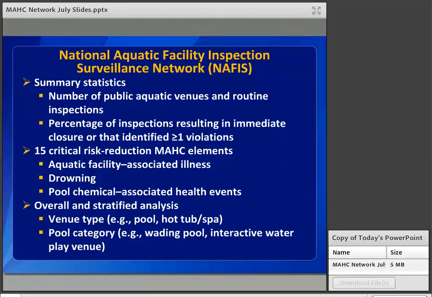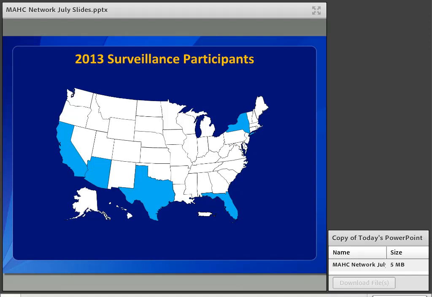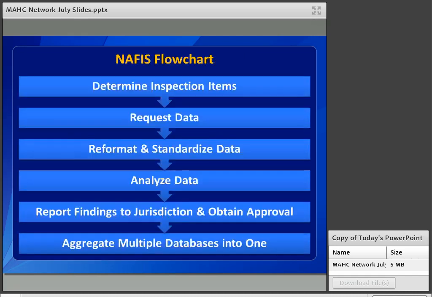Overall, we tried to look at the data by venue type, by pool versus hot tub or spa, and by pool category, such as wading pool or interactive water play venue. This map highlights the 5 states that we worked with: Arizona, California, Florida, New York, and Texas. We focused on these 5 states because they have the most public aquatic venues, and then we looked at their top 5 local jurisdictions in terms of number of public aquatic facilities. In Arizona, California, Florida, and New York, those were counties. In Texas, it was a specific city.